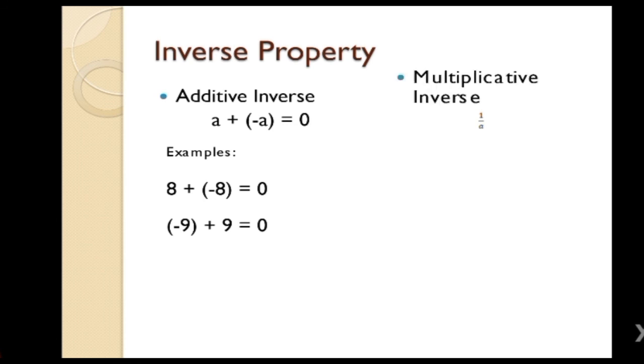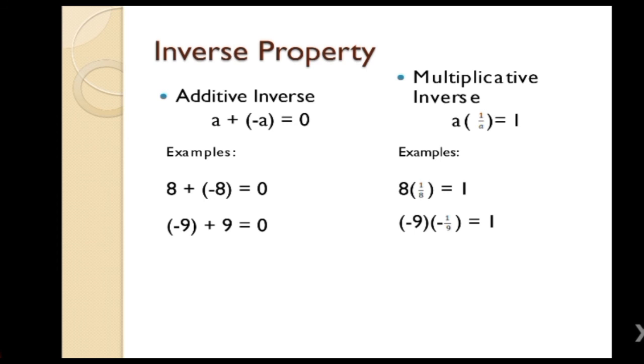In multiplicative inverse naman, any number multiplied to its reciprocal will be equal to 1. So, kahit anong number i-multiply mo sa reciprocal niya, ang magiging sagot ay 1. So, example, 8 times 1 over 8, that is equal to 1. Negative 9 times negative 1 over 9 is also equal to 1.